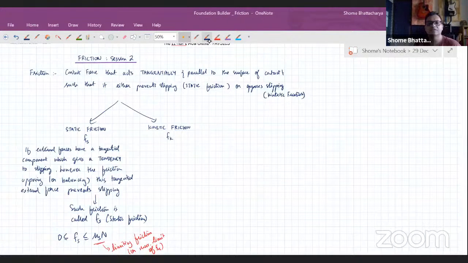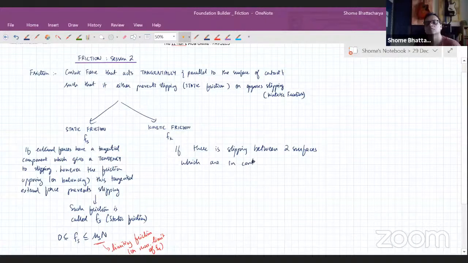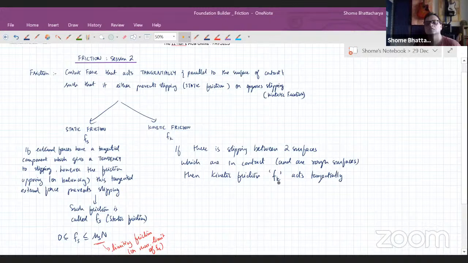Whereas we have seen that kinetic friction acts in a situation where there is slipping between two surfaces which are in contact, and of course are rough surfaces, not smooth surfaces, then kinetic friction, which we denote with Fk, acts tangentially to oppose the slipping.